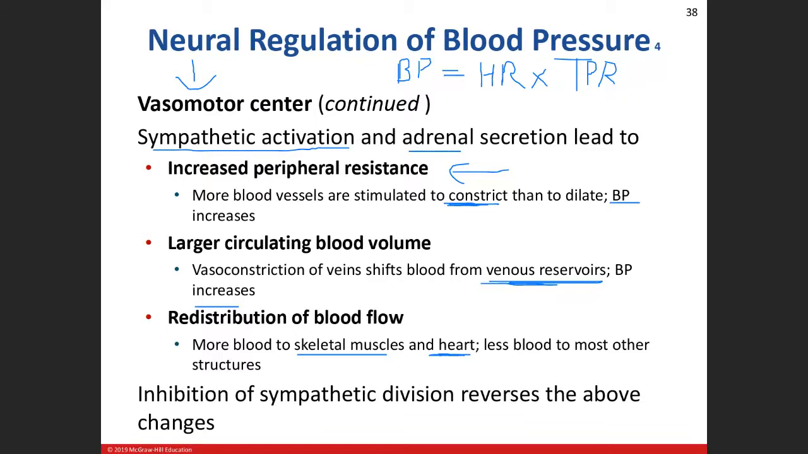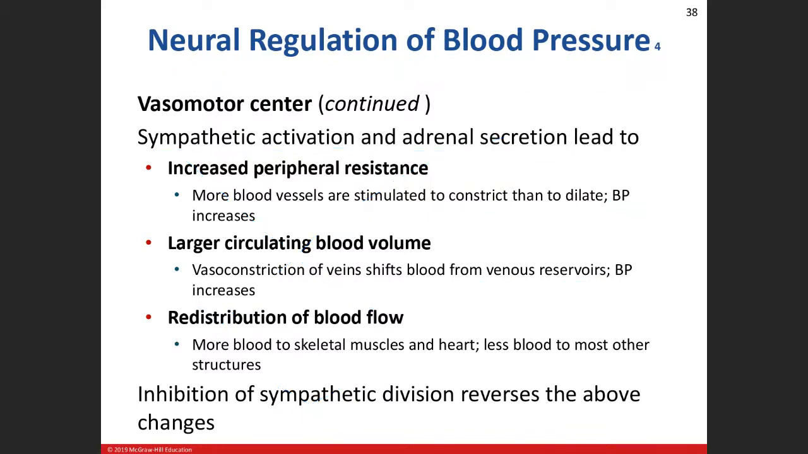So basically, if we want to stop all of this stuff here, we just turn off the sympathetic division, okay? Then you'll get a decrease in your blood pressure because we will get a decrease in the total peripheral resistance because the blood vessels vasodilate, okay? And then we shunt the blood back into the venous reservoirs, back into those veins there, and that also will decrease our blood pressure.